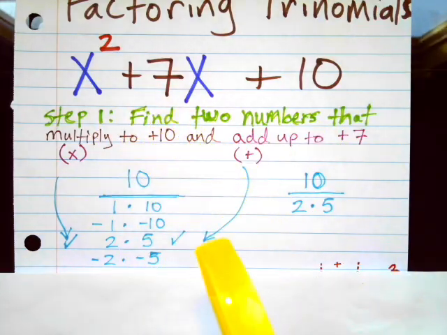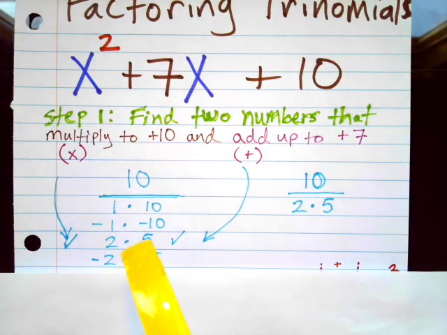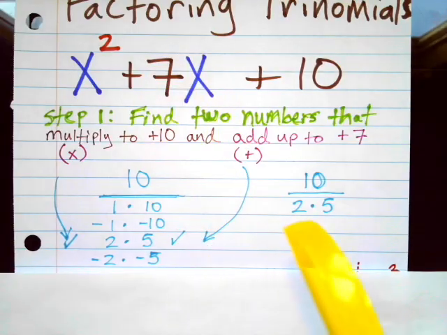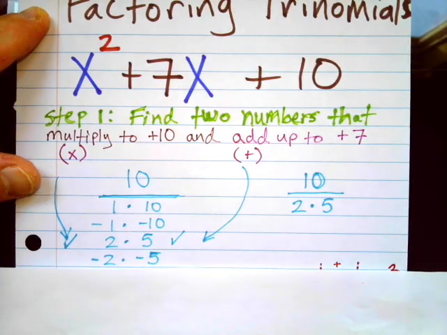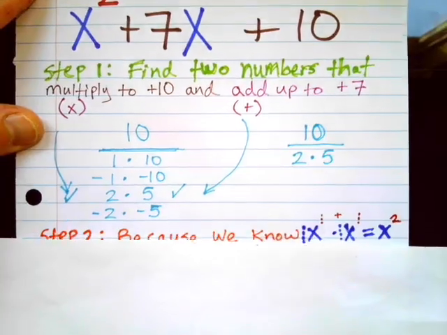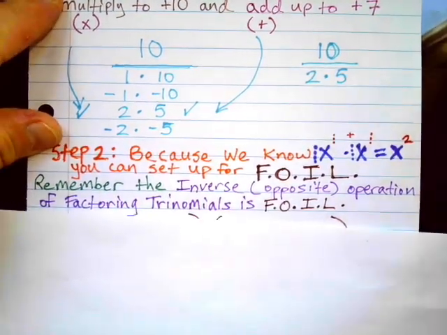Those numbers are going to go inside those parentheses if you've been following along with my videos. And so, yeah, 2 times 5 gives me a positive 10, and 2 plus 5 gives me a positive 7. So 2 and 5 are going to be the two terms I use in order to factor this expression here. So follow with me, please, and we will continue on.